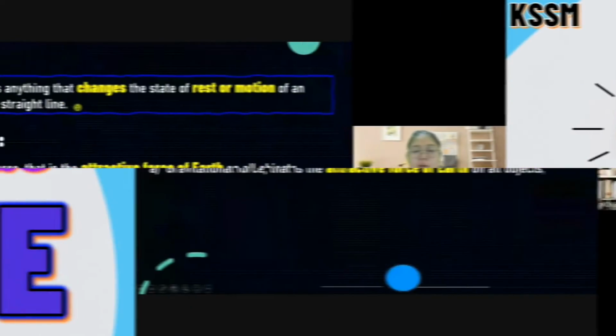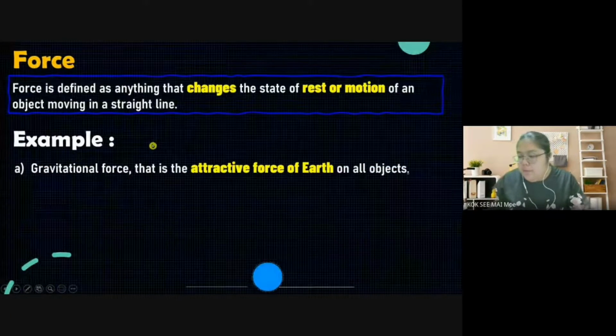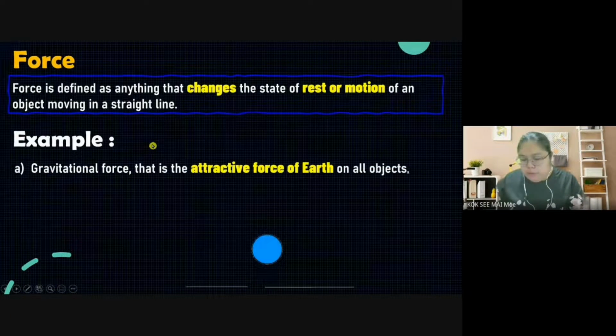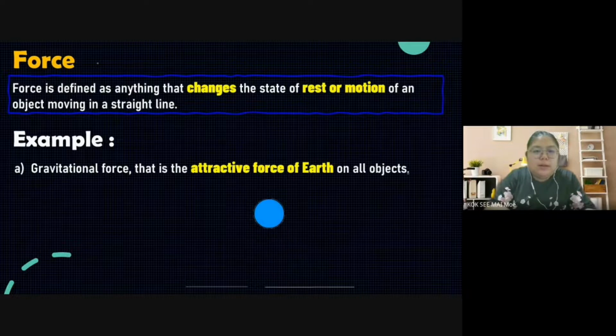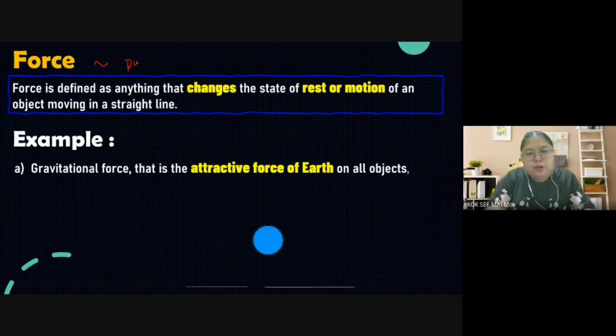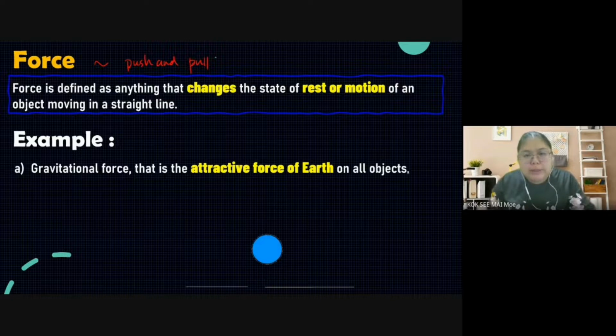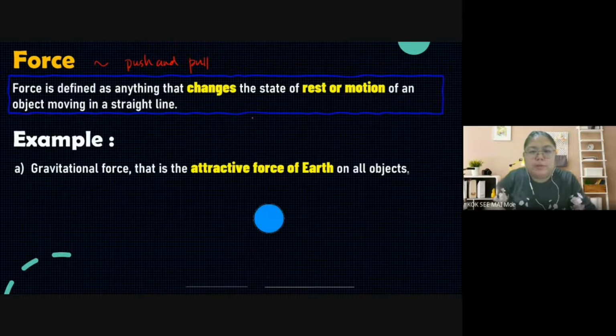Okay, this is the first one: the definition for the force. We also can say pull and push. Sometimes the question they put is a simple one. Definition for the force: push and pull also can. Sometimes they give the short one, then the longest one should be this one.